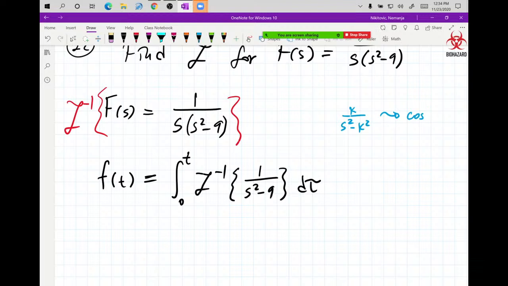I can't get this, like nothing works now. Cosine hyperbolic k t, right? So that's what you have when you have, no, it's sine. Sine hyperbolic. Sorry, sine hyperbolic.